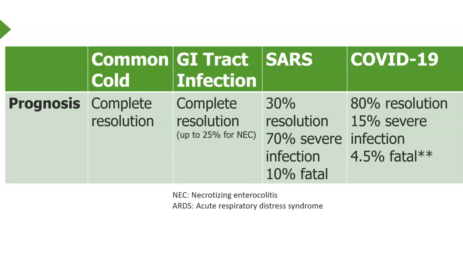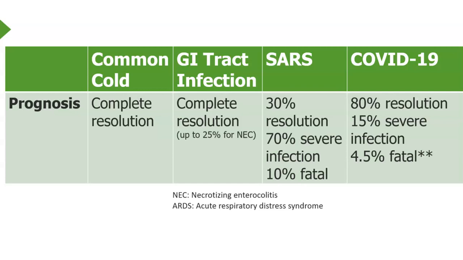SARS, you'll see it's 30% resolve, 70% progress to a severe infection, and for 10% of the people, it's fatal. Now, SARS-CoV-2, the disease COVID-19, there's lots of changing numbers on this, so let's just stop the pin right here, but know that these numbers are changing all the time. So we're thinking about an 80% resolution, 15% severe infection, and then 4.5-ish% could be fatal.